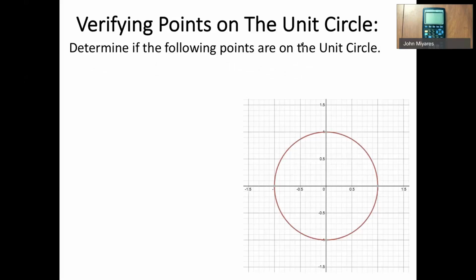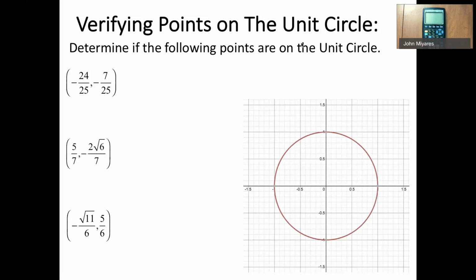As a reminder from our earlier studies, every point on the graph of this circle is a solution to the equation for the circle. So one of the first things we're going to look at is a review of how to verify that a point might actually be on this circle. For this exercise, we want to determine if the following points are on the unit circle. So what we'll need to do is substitute the x and y values given into the equation x squared plus y squared equals 1 and see if the solution does come out to equal 1.